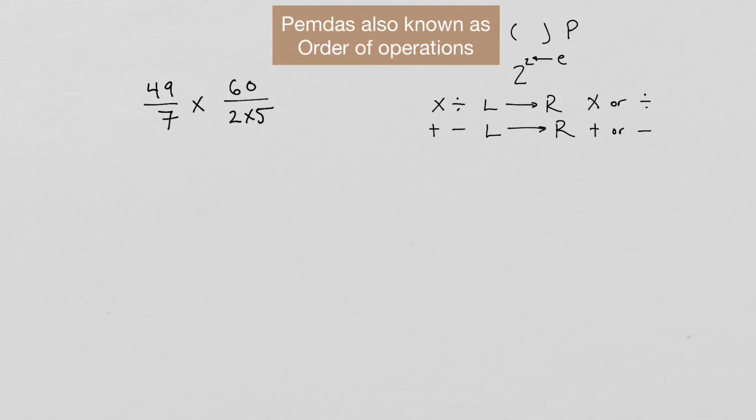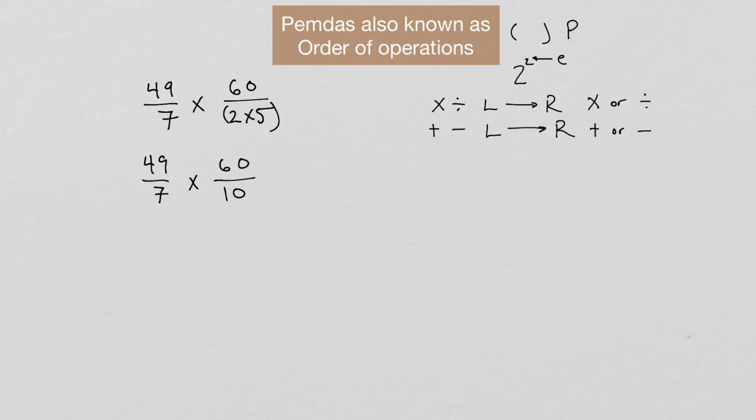Okay. So we see we have these two fractions being multiplied together, but this one has some stuff going on in the denominator. So once again, we could kind of add parentheses to this fraction bar. So now we have 49 over 7 times 60 over 10.